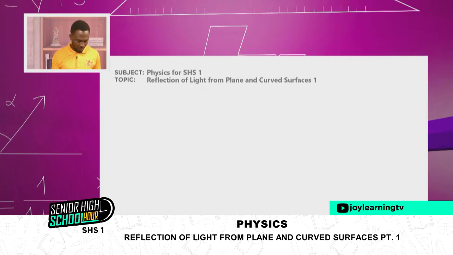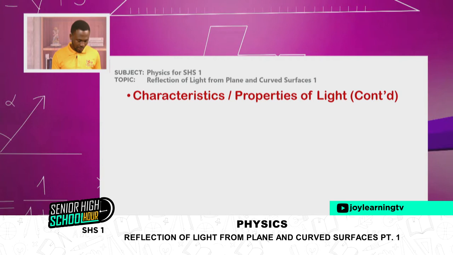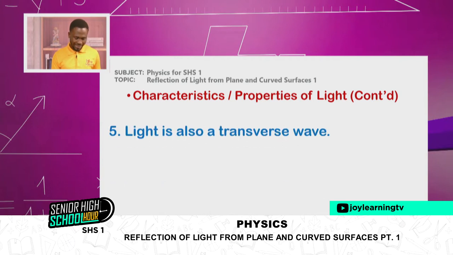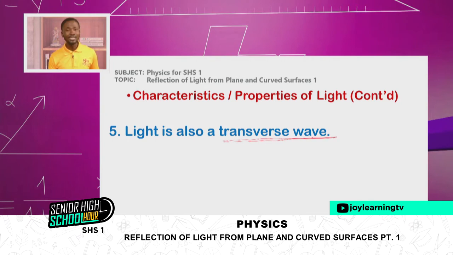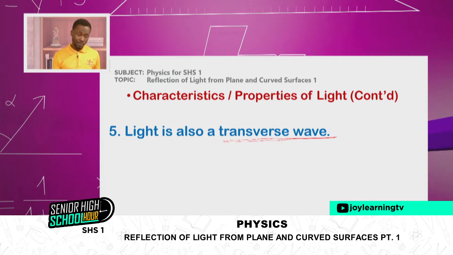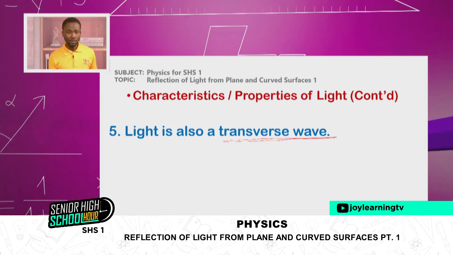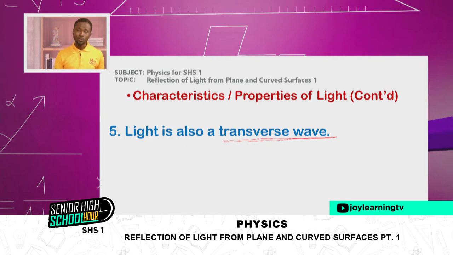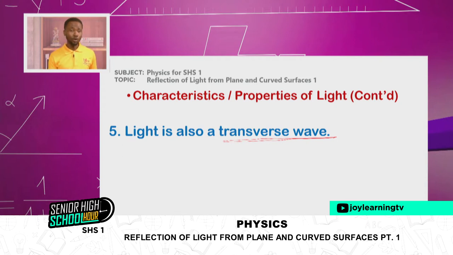electromagnetic wave. Good. Now we can also say that light is a transverse wave. Light is a transverse wave. What are transverse waves? Transverse waves are waves that cause the particles of their traveling medium to be displaced perpendicular to the direction of travel of the wave.